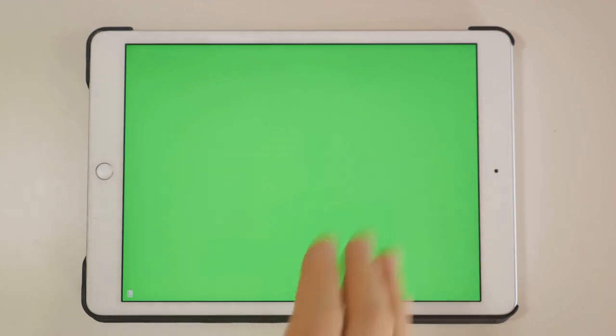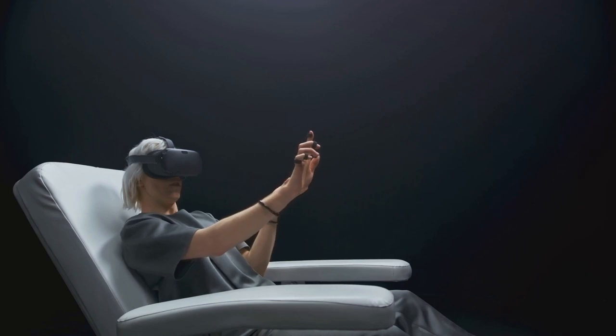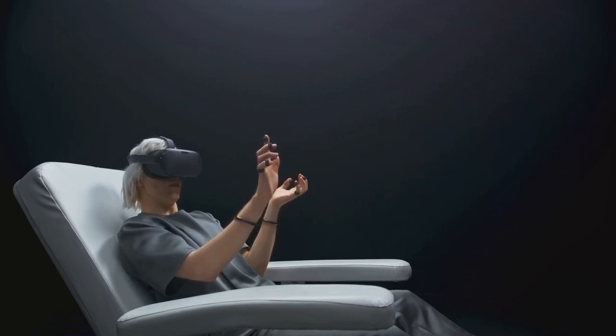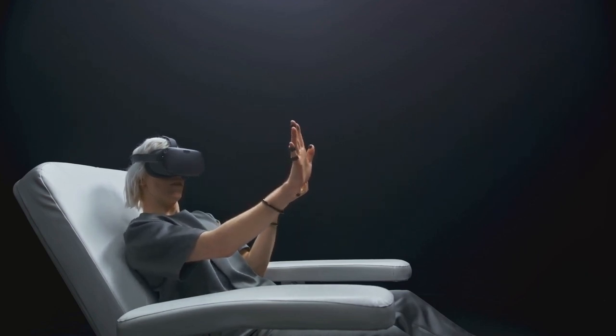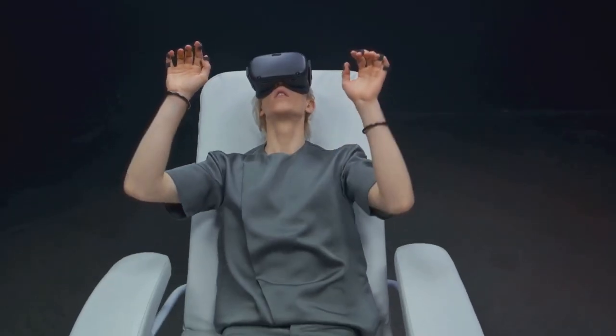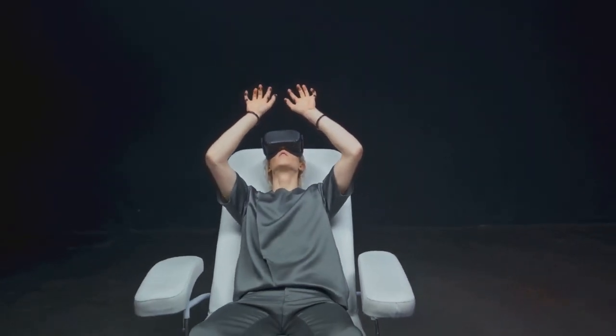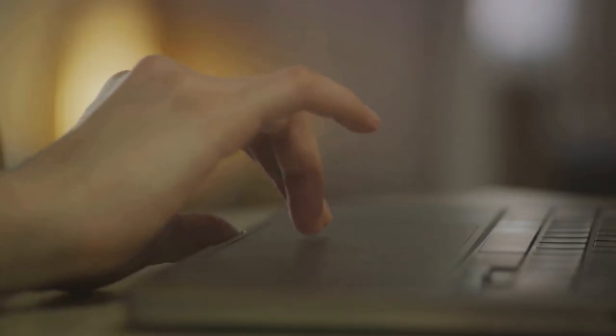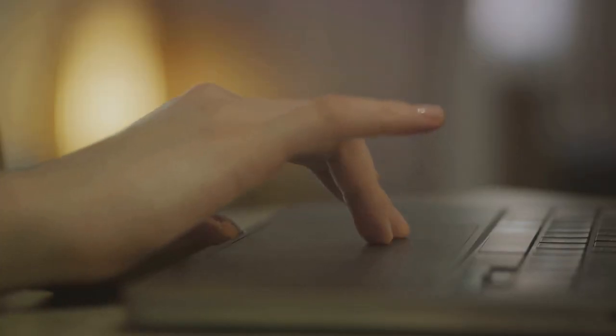Now, I know what you're thinking. Isn't this just like that movie where the guy controls the computer with his mind? Well, hold your horses. We're not quite there yet, but who knows? Maybe it's just around the corner. This is the beauty of technology. It never stops evolving. Before you know it, you'll be controlling your computer with a mere thought. But for now, let's stick to gestures.